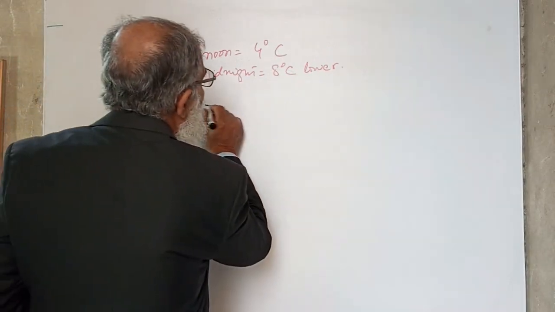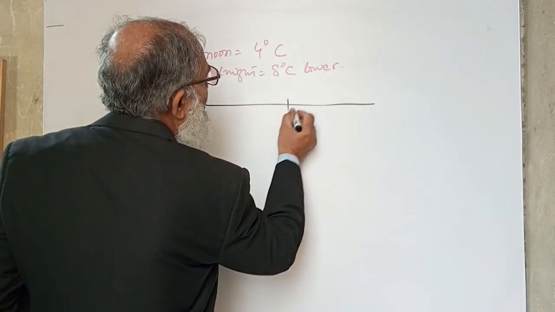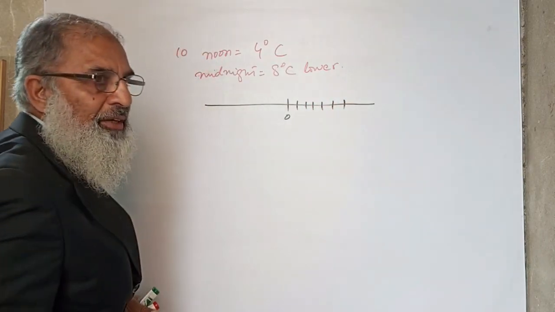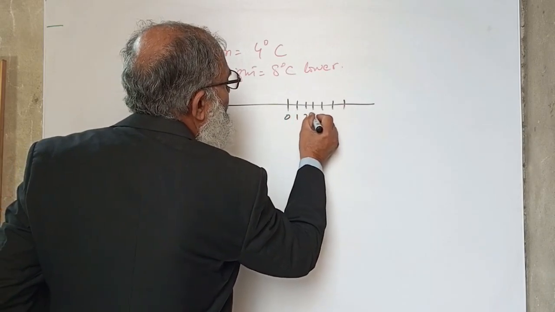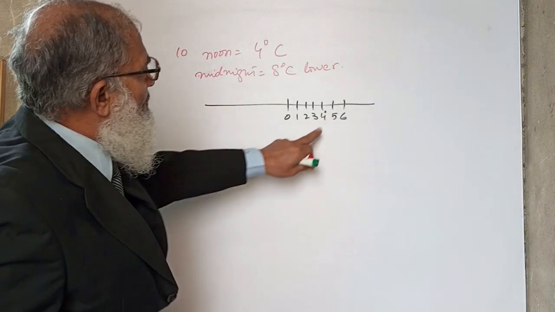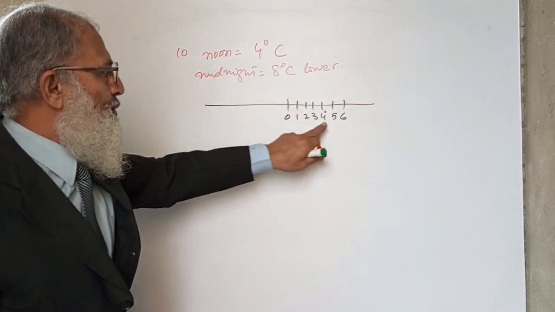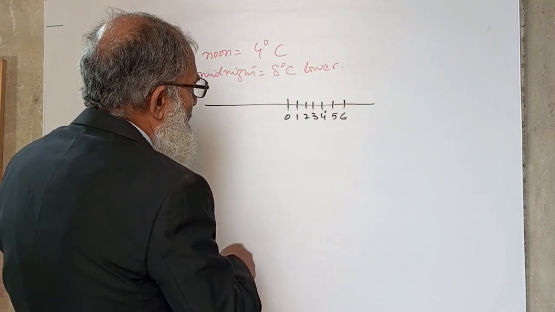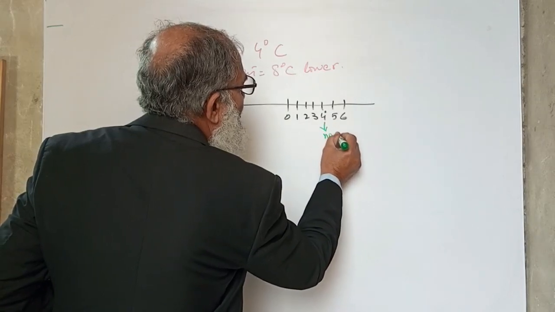We have to draw a number line. So 1, 2, 3, 4, 5, 6. I don't have to go much further. 1, 2, 3, 4, 5, 6. Now here is the temperature, 4 degrees centigrade at noon. This is the temperature at noon.